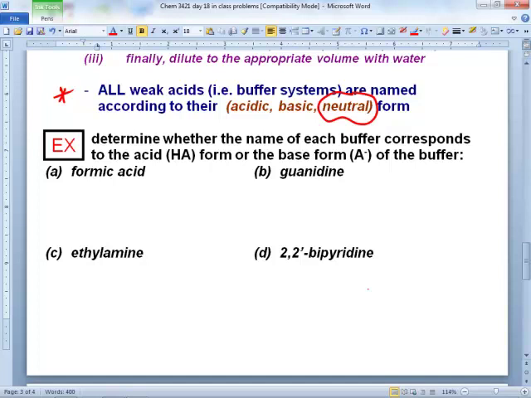Okay, AP 11 looks like this. Acid dissociation constants. What I want us to do is determine whether this name corresponds to the HA form or the A- form. Is it the conjugate acid or is it the conjugate base form?